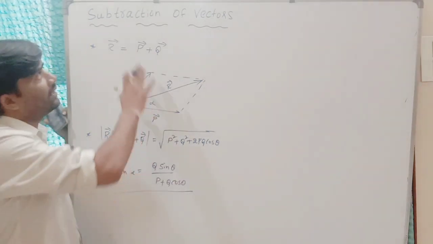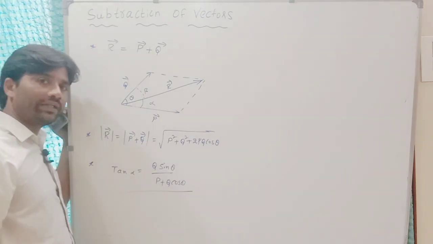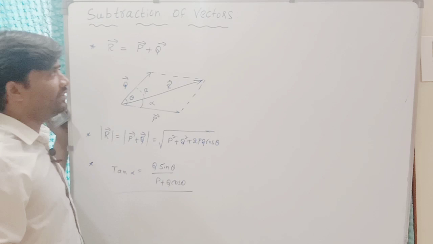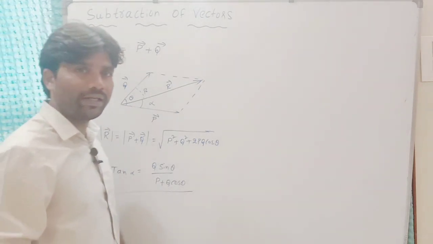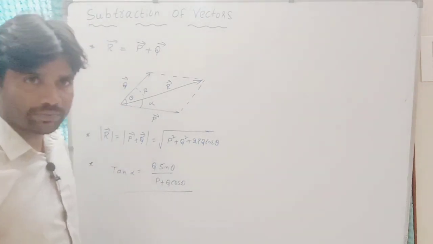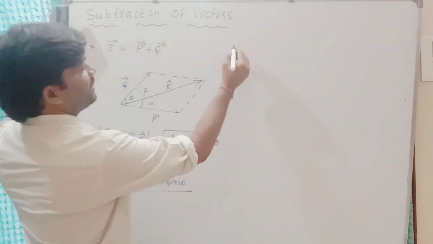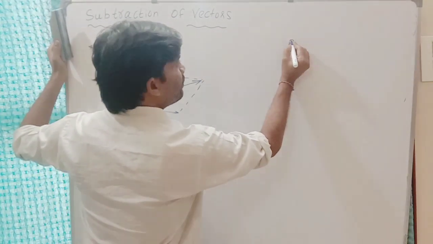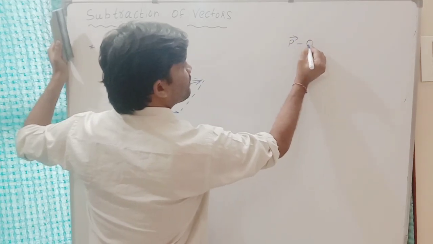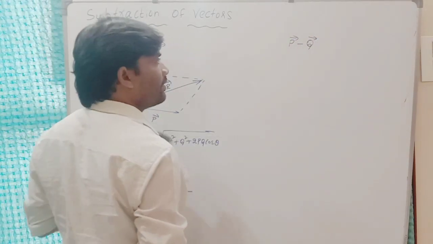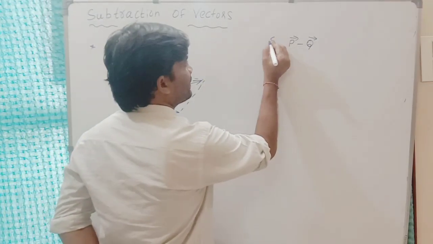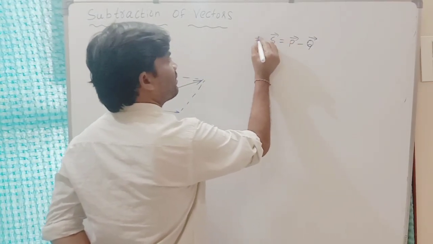Now in today's class I am going to explain how a vector is to be subtracted from a given vector. It is very easy if you know the addition properly. The subtraction is so simple. So you can see here, if you want to subtract a Q vector from P, P minus Q, let it be S. This difference is a vector.